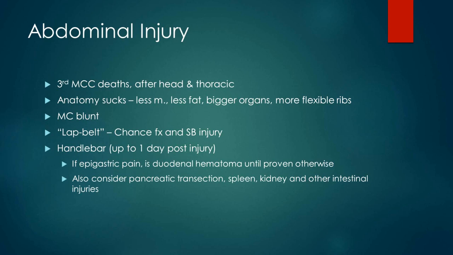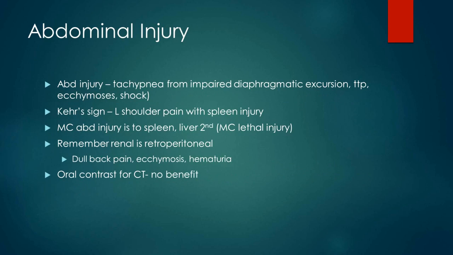A common one to consider in pediatrics is the handlebar injury up to 1 day post-injury. A kid has a bike wreck and hits his epigastrium on the handlebars of his bike. Typically, they'll have epigastric pain. It's a duodenal hematoma until proven otherwise. You may also want to consider issues with the pancreas, spleen, and kidney in that injury pattern.